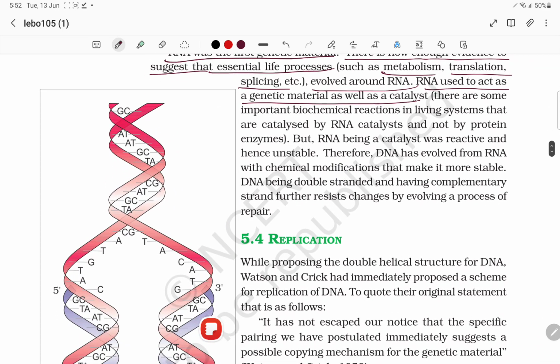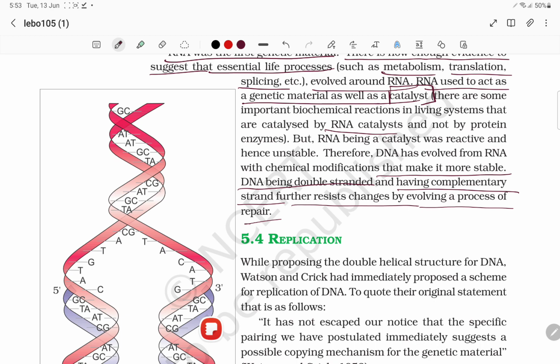There are some important catalysts, in the sense that we have ribozyme. There are some important biochemical reactions in living systems that are catalyzed by RNA catalysts, not by protein. RNA being a catalyst was reactive and hence unstable. Usually enzymes will not stay stable; they change into a transient stage and come back. Therefore, DNA has evolved from RNA with chemical modification that makes it more stable. DNA being double stranded and having a complementary strand further resists change by evolving a process of repair.